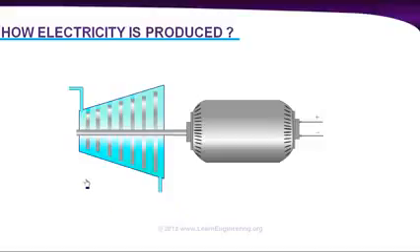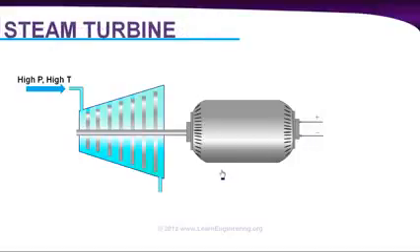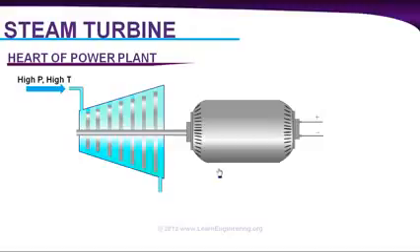The next question: how to rotate the blades of this turbine? The answer is this. Supply high pressure, high temperature steam at the inlet of the steam turbine. Thanks to the high pressure and high temperature of the steam, it can rotate the blades of this turbine, so you can generate electricity over here. You can consider the steam turbine as the heart of the power plant, which absorbs energy from the fluid. So we have achieved our objective, we have produced electricity.